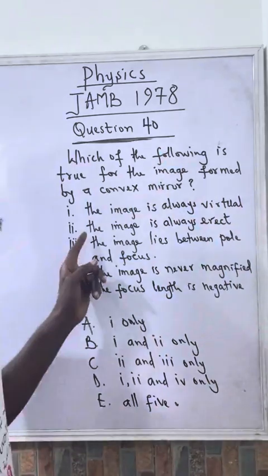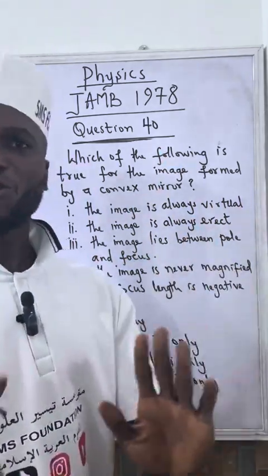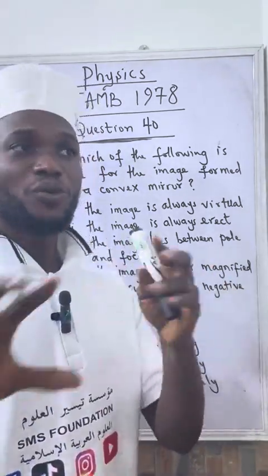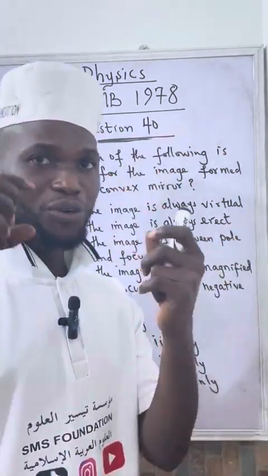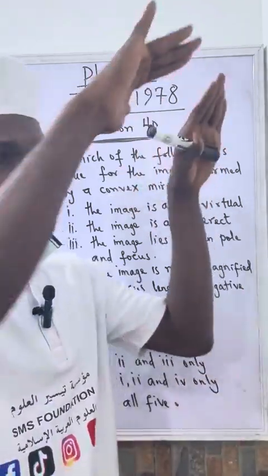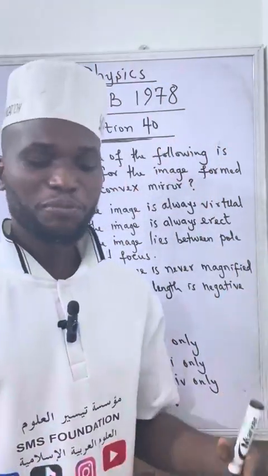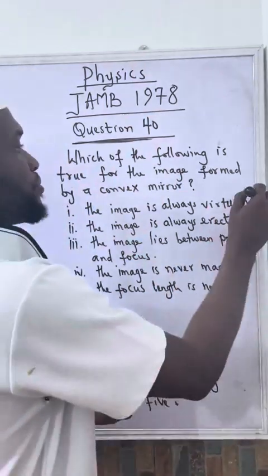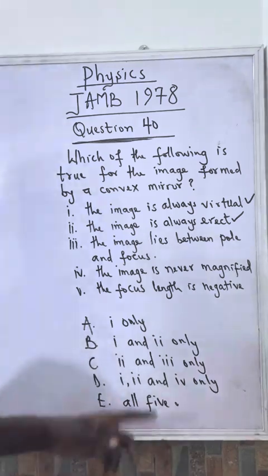Next, the image is always erect. Of course, that is it. That is why when you are driving and you look at the driving mirror, you see that the car coming behind you is always upright. It's always erect. Erect means upright. It's not turning upside down. So this is also correct. Let's go for the third one.